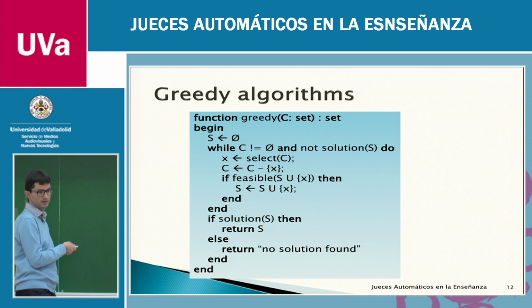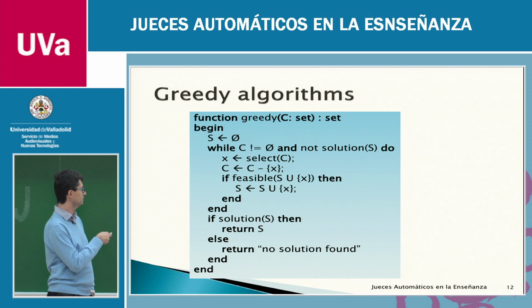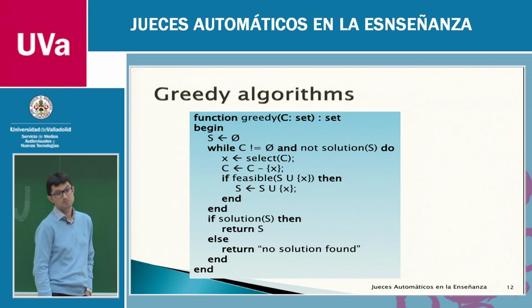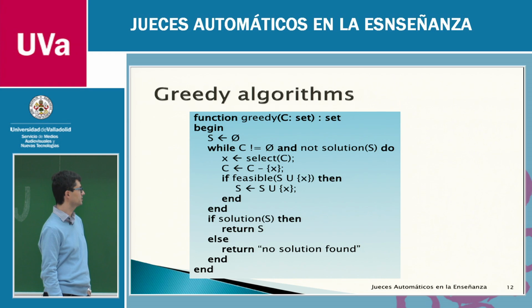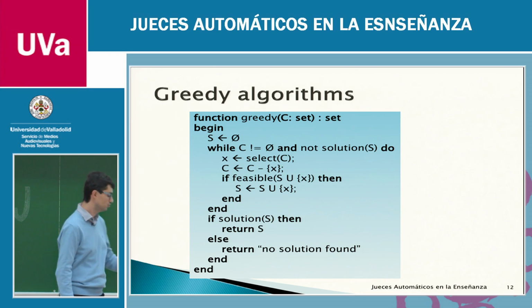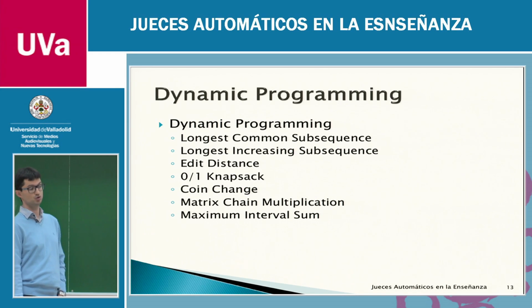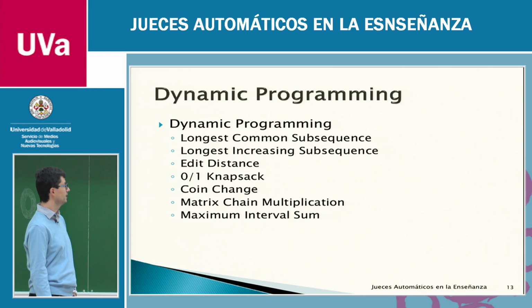As you can see here, these solutions are very efficient, because this while loop executes a number of times depending on the number of candidates. And if this function is, let's say, efficient, this is a very efficient solution. But sometimes there are problems that are not as easy as this one, so you have to use other strategies. The most usual strategy to use when the greedy algorithm is not working is dynamic programming.